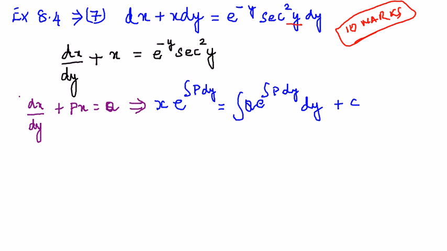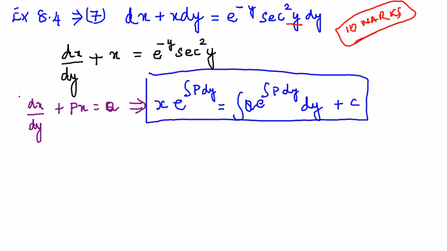So I have just written down the formula here. Whenever you have a linear equation which is linear in x, then if the equation is of the form dx by dy plus px equal to q, then the solution is as per this formula: x into e power integral p dy is equal to integral of q into e power integral p dy plus c. So let's first see what p and q are from this equation. So p will be equal to 1 and q is equal to e power minus y secant squared y.